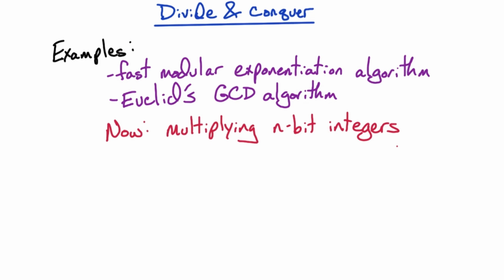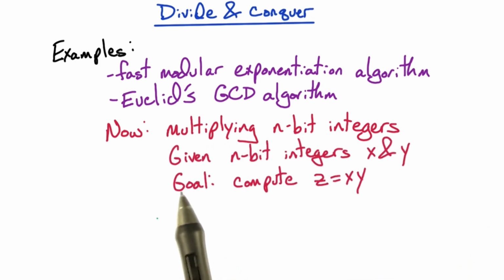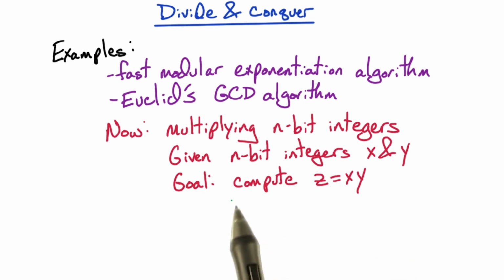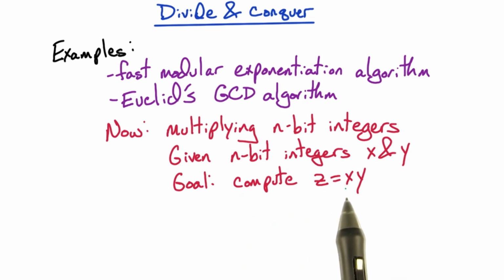What we're going to look at now is multiplying n-bit integers. One of the applications of this problem is in the RSA algorithm setting. There we have huge integers. The number of bits is like 1,000 or 2,000, so the basic arithmetic operations like multiplication are no longer built into hardware. The problem formulation is we're given two n-bit integers, x and y, and we want to compute their product, z, which is x times y.